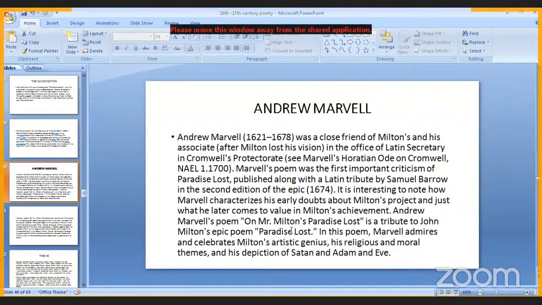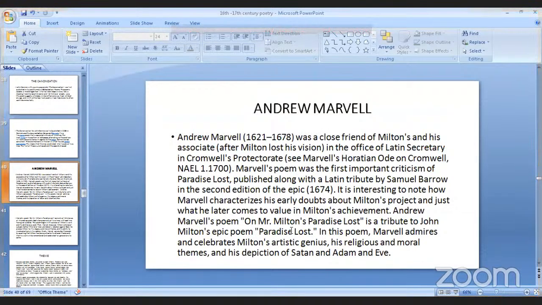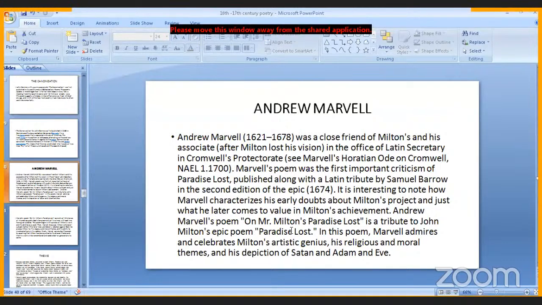Andrew Marvell was in fact a close friend of Milton's and his associate in the office of Latin Secretary in Cromwell's protectorate. Marvell's poem was the first important criticism of Paradise Lost, published along with a Latin tribute by Samuel Barrow in the second edition of the epic. It's interesting to note how Marvell characterizes his early doubts about Milton's project and just what he later comes to value in Milton's achievement.